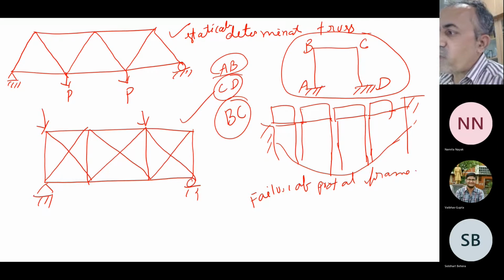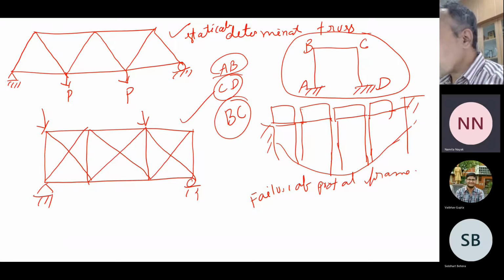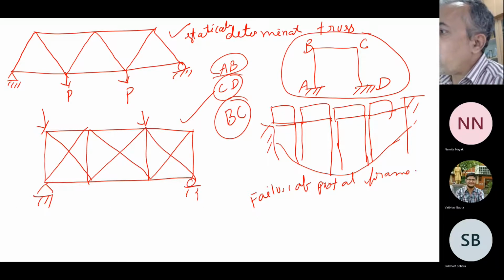Now what do you mean by failure of a portal frame? We have to find out the capacity for column mechanism, sway mechanism, beam mechanism and the combined one, and take the lowest one. What do you mean by failure? Suppose one column fails, what happens? If one column, say CD, fails, will the system fail?